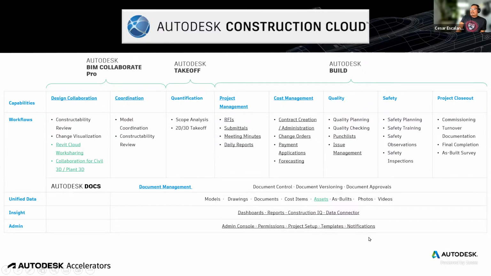So again, you pay an entitlement for either BIM Collaborate Pro, Takeoff, or Build. And by purchasing any of these modules, you automatically get access to Docs. In addition, if your company has the AEC Collection, which is a package of all the AEC-focused products in a single bundle, then Autodesk Docs comes with it. Just Docs. For the rest, there is an additional price.